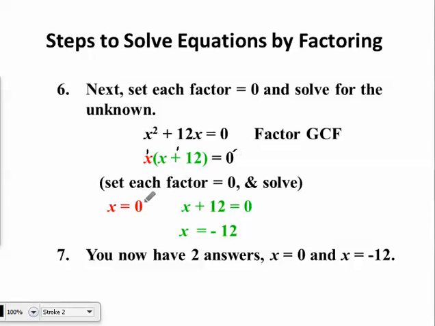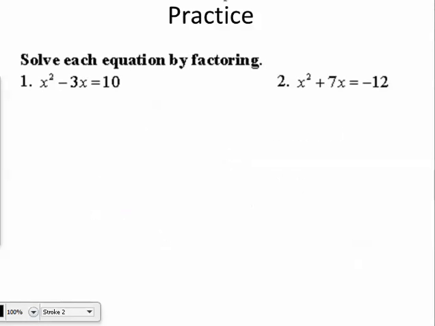So I'm going to set x equal to 0. I'm going to set x plus 12 equal to 0. Subtract the 12 on both sides, and I get that x, well, it was either 0 or it was negative 12. So I actually have 2 answers here. x equals 0 and x equals negative 12. Those are the 2 answers to this particular problem right here. Okay? So let's look at some more of these.